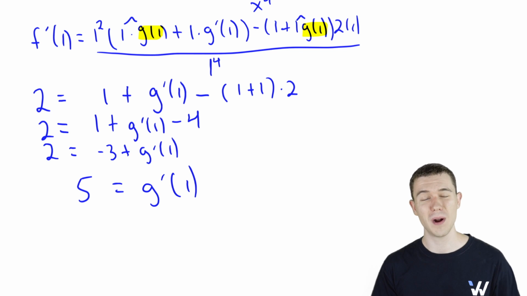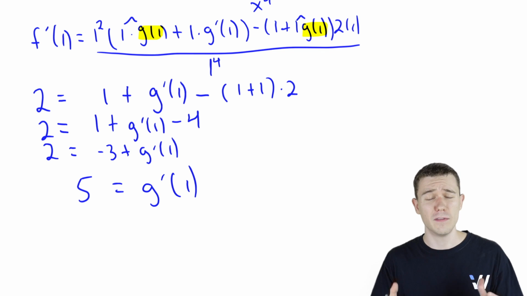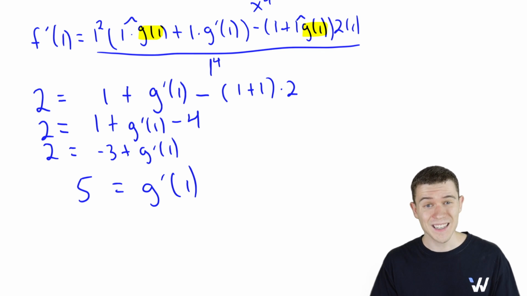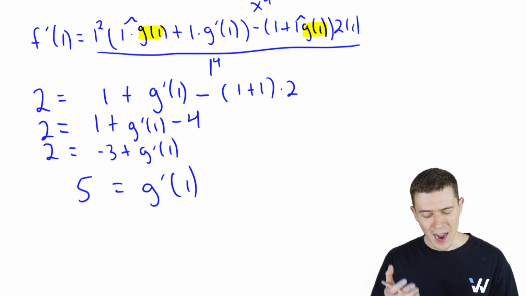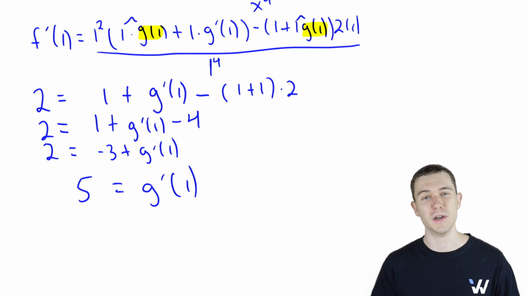Wow, that was a crazy problem. We had to do a product rule and a quotient rule with abstract functions, evaluate that, and then solve algebraically. I think this video might be worth looking at a second time. Feel free to watch as much as you need.